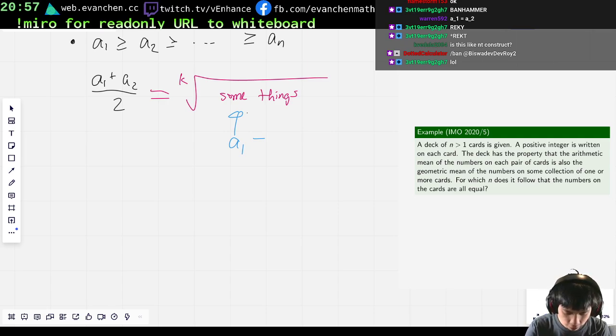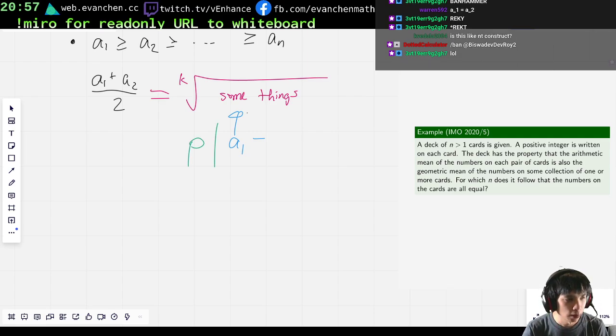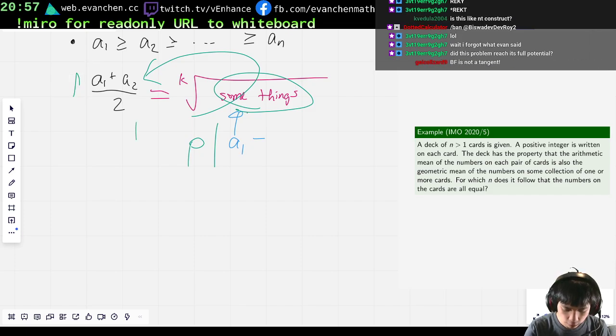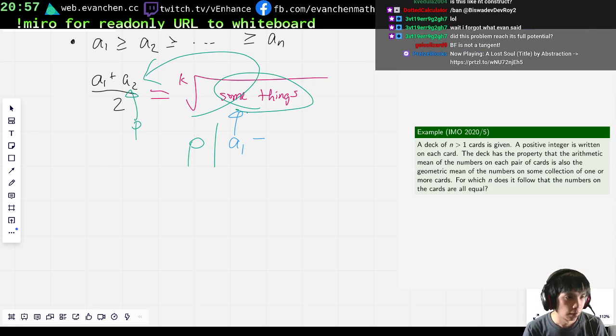Because what I can do is look at a prime P. And if P divides A1, then this is a geometric mean, so P will have to divide this whole thing. And if P divides the whole thing, but P also divides A1, P divides A2. So, conclusion: P divides A1 implies P divides A2.